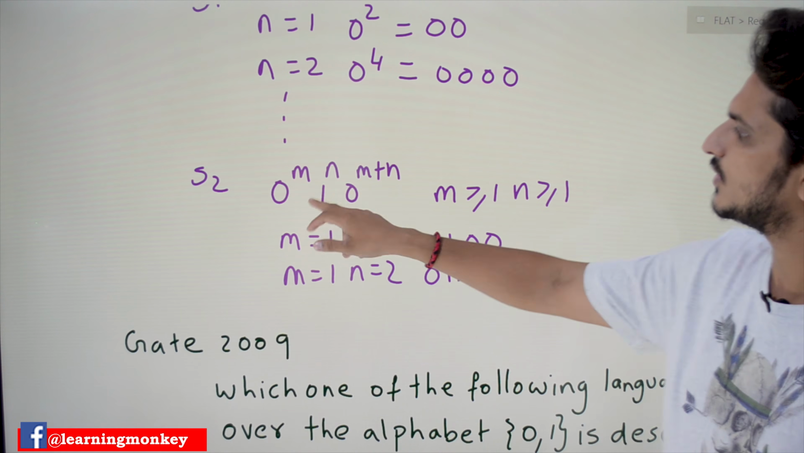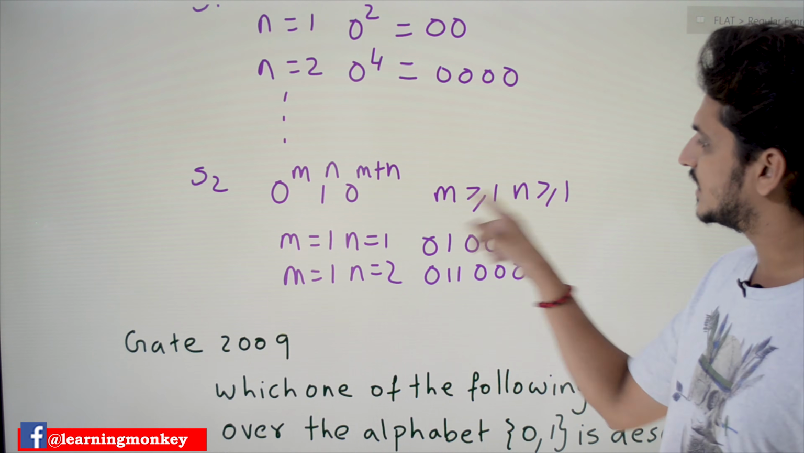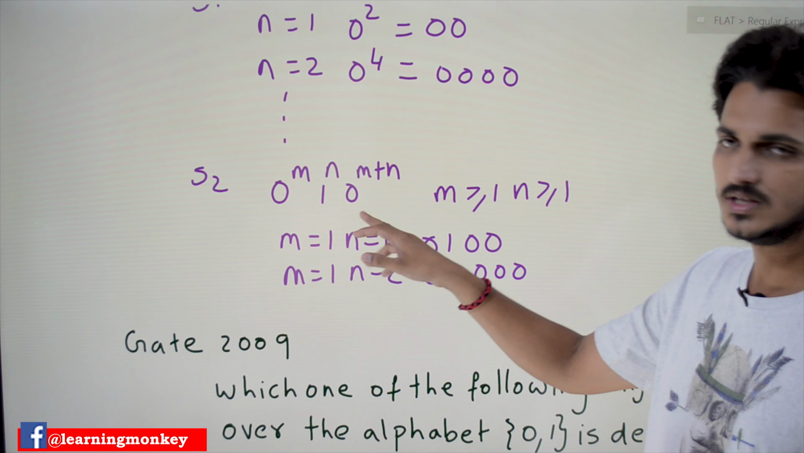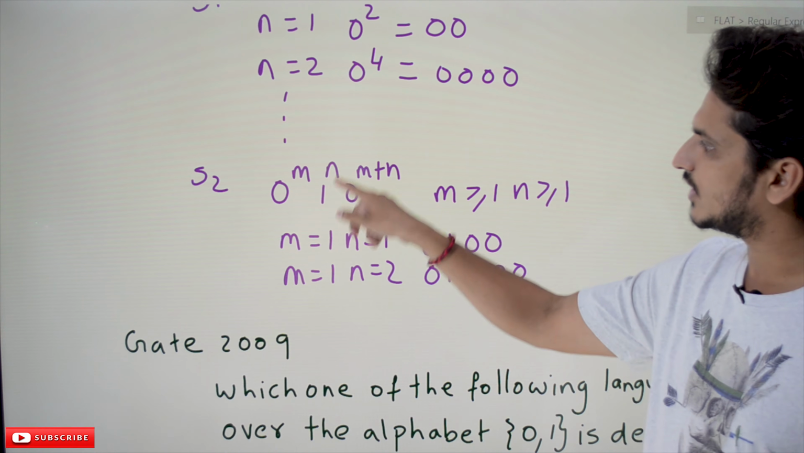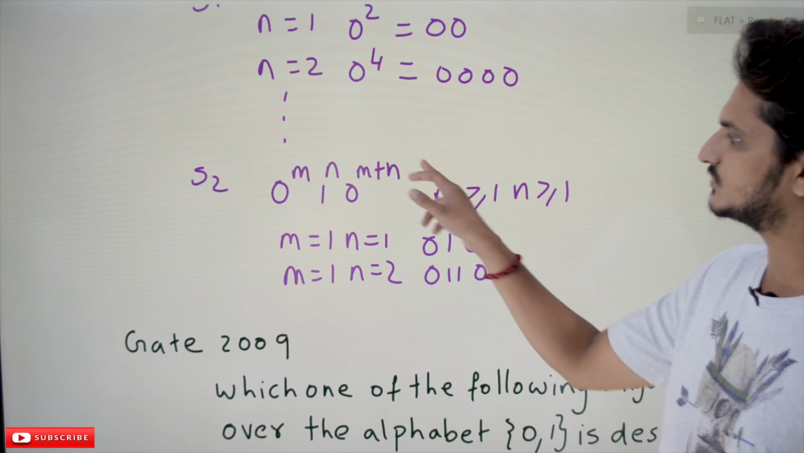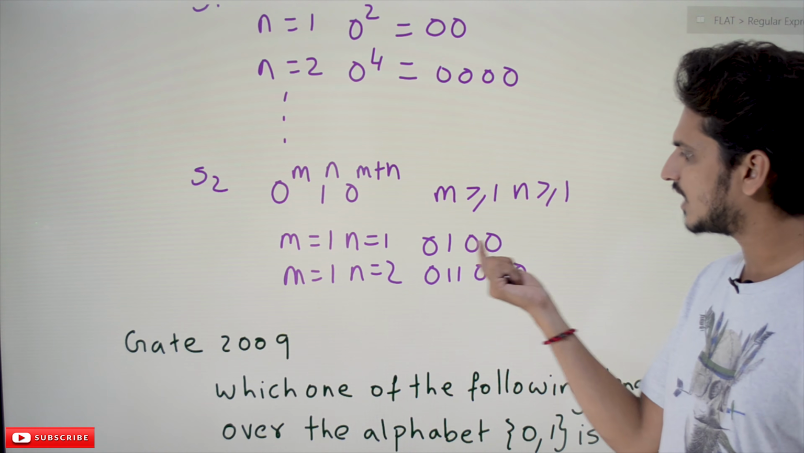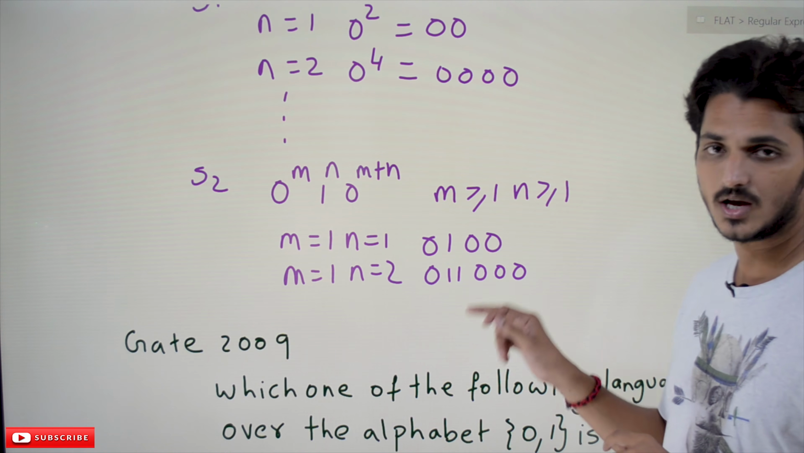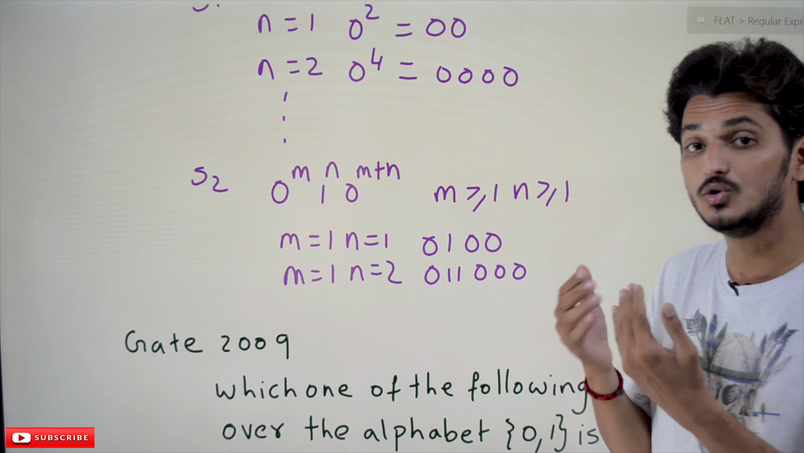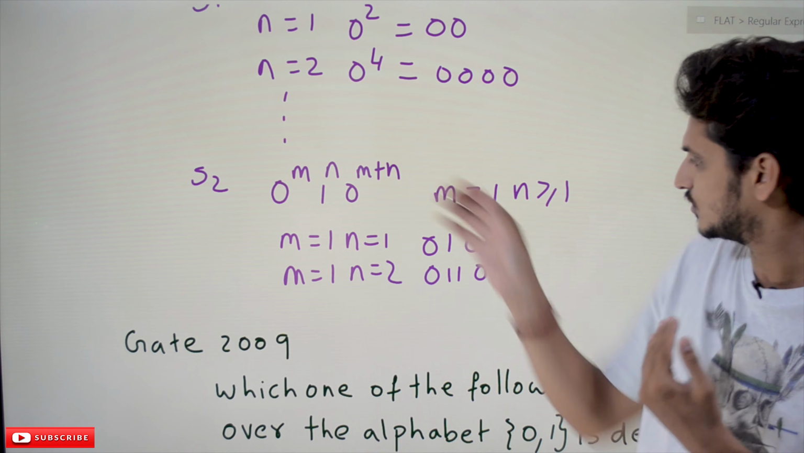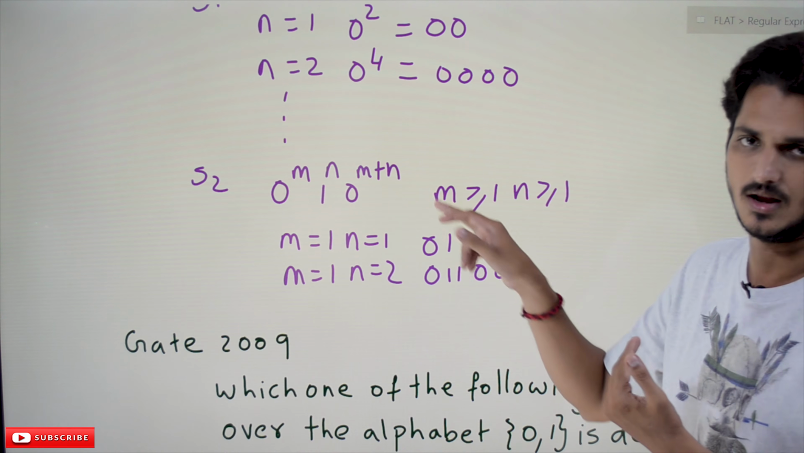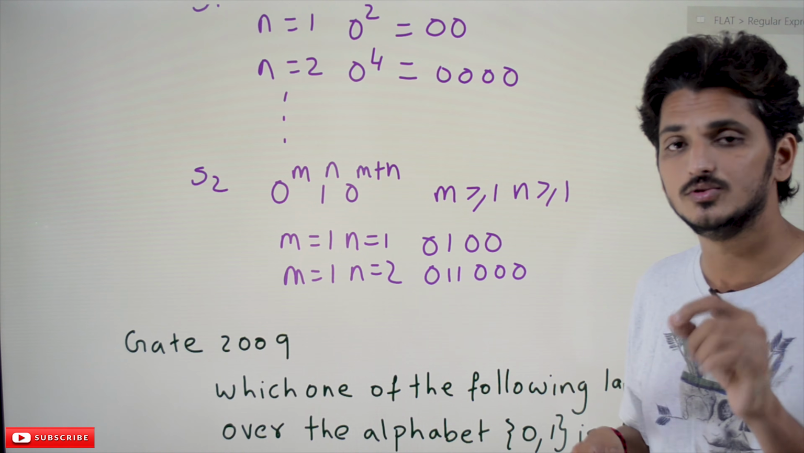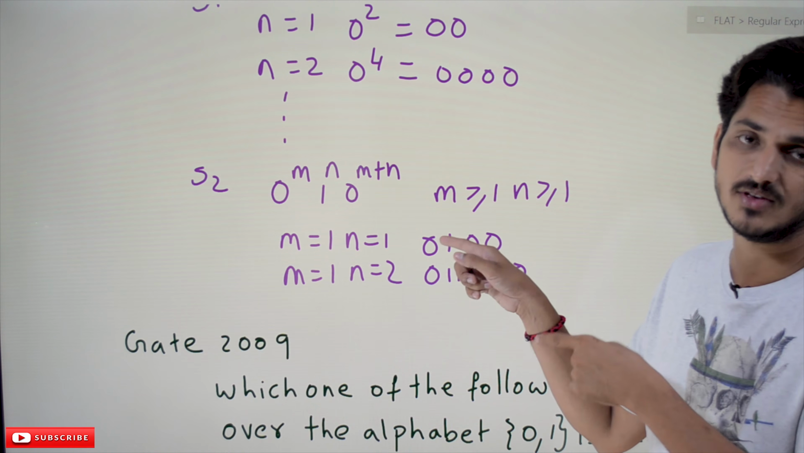Coming to the next one, 0 power m, 1 power n, 0 power m plus n, where m is greater than or equal to 1, n is greater than or equal to 1. Substitute m is equal to 1, n is equal to 1: 0 power 1, 1 power 1, 0 power m plus n, 1 plus 1 means 2. So a single 0 followed by 1, after that 2 zeros. Before these 2 zeros, what we have found is a 0 and a 1. Means we need to maintain the count of what we have observed before, and count that. Means we need some memory. It is not possible using regular languages. We cannot construct a DFA for this language.